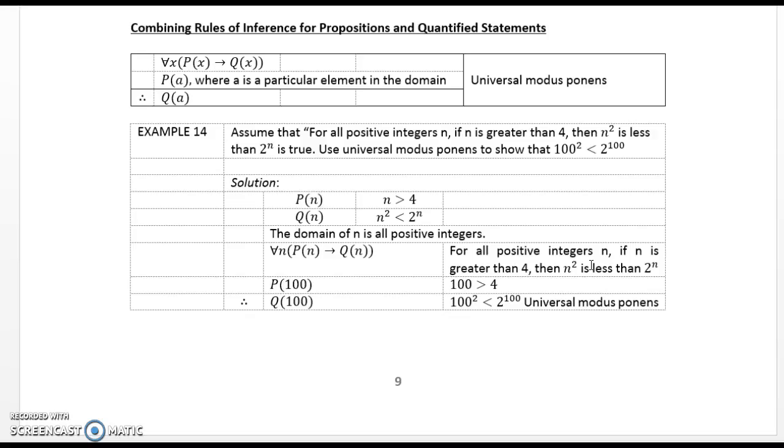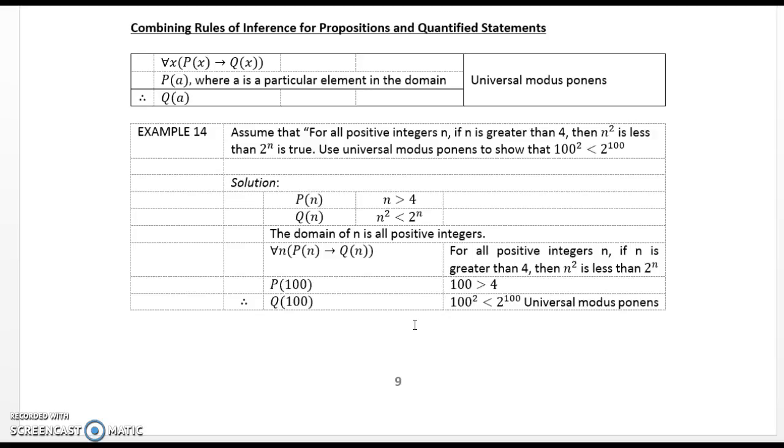Example 14. Assume that for all positive integers n, if n is greater than 4, then n squared is less than 2 to the n is true. Use universal modus ponens to show that 100 squared is less than 2 to the 100 power. P of n: n is greater than 4. Q of n: n squared is less than 2 to the n. The domain of n is all positive integers.